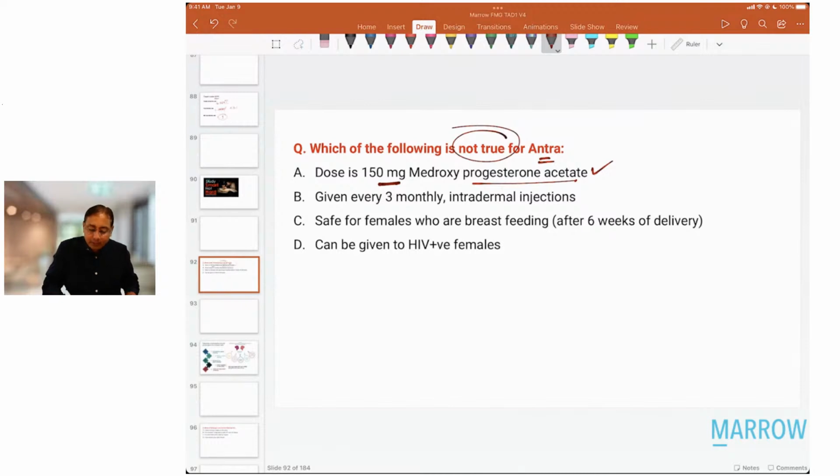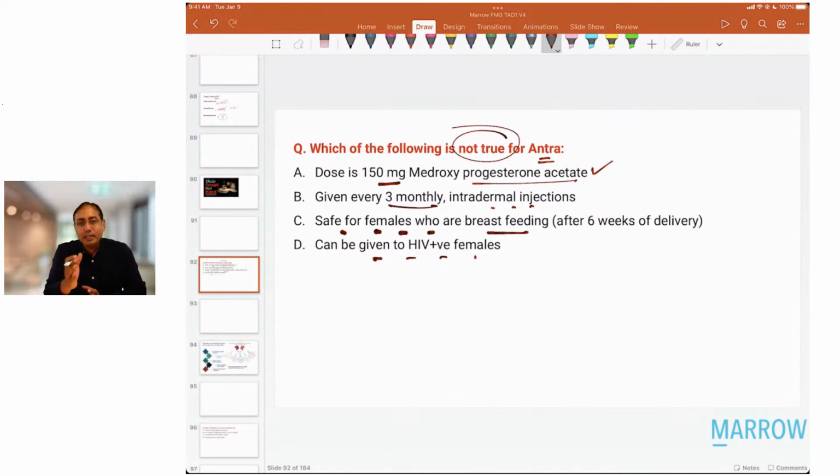This is correct. Given 3 monthly intradermal injections. Is this right? Safe for females who are breastfeeding. Is it right? Can be given to HIV positive females. What do you think? What is the best answer?